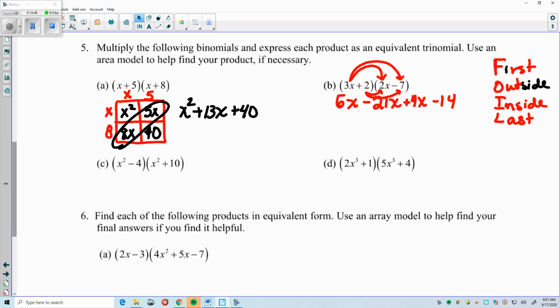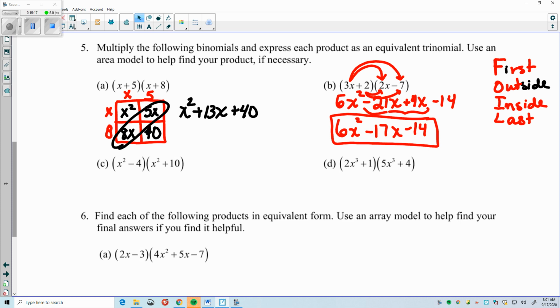So just like we did on the other ones, we have to combine like terms. Right? So I have, ooh, and you know what? I made a mistake. That should be 6x squared, not 6x. So we have 6x squared, and then if I combine a negative 21 and a positive 4, I'm going to have a negative 17x minus 14. Here is my final answer. Okay.